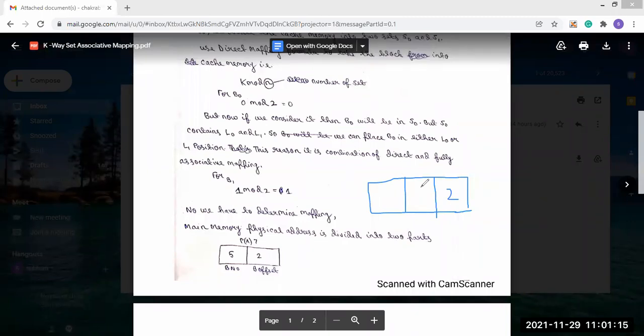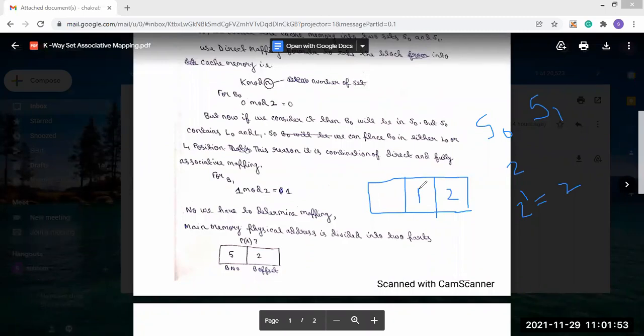So what is the set number? In this set number we have 2 sets. We have seen we have 2 sets, S0 and S1. So how many bits are required to represent 2? We require 2 to the power 1, that means it will be 2. So 1 bit is required to represent it. So that's why this will be 1.